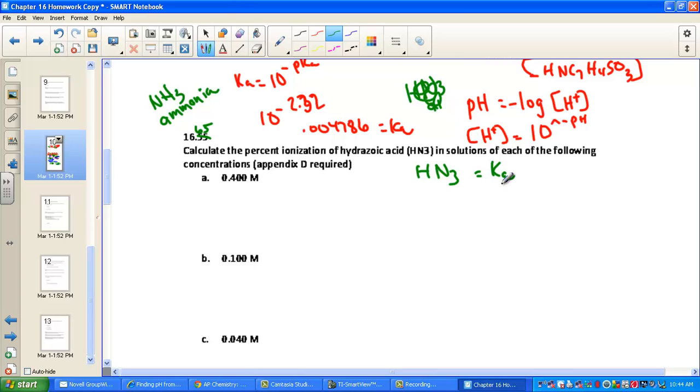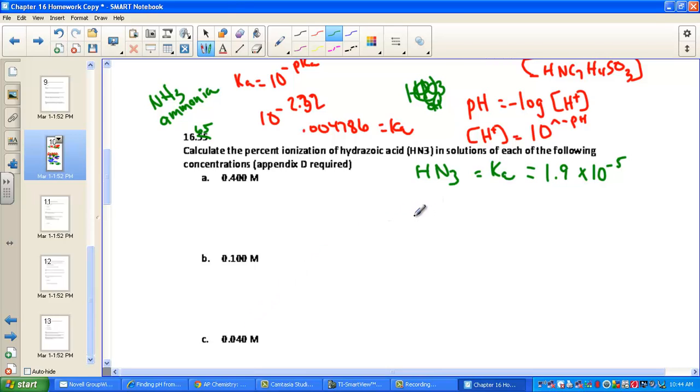Skim through that with me and see what you find. It's approximately halfway down your Appendix D. See where it is? Right under formic acid. The Ka value I'm finding for HN3 is 1.9 times 10 to the negative 5th. We want to calculate the percent ionization in each of the following solutions. So what will happen is the initial concentration of the acid will indeed change.